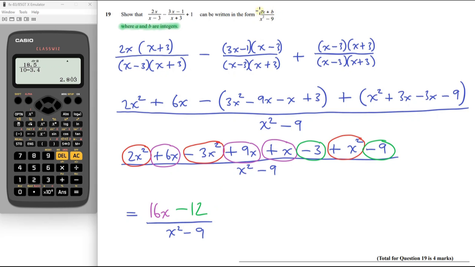And notice if we compare that to the form that they want, well, it is that form. So A, we don't need to write this, but just to make it clear, A is the coefficient on the x term, which is 16. B is the constant term, which is negative 12. And we've got x squared minus 9 in the denominator. So we are done.